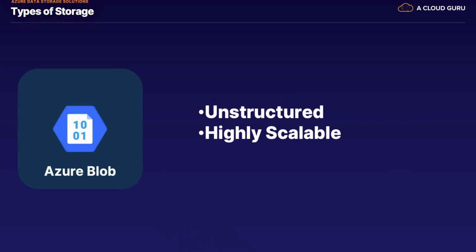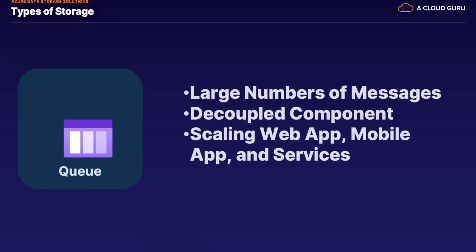Next, we have blob storage, which is completely unstructured blob data. And because of that, it's highly scalable. So you can store petabytes of data in a cost effective manner using the tiers that we've discussed previously in our storage section. Finally, we have queues.